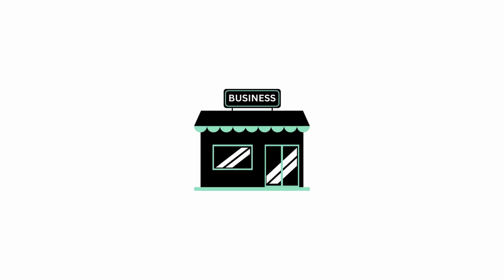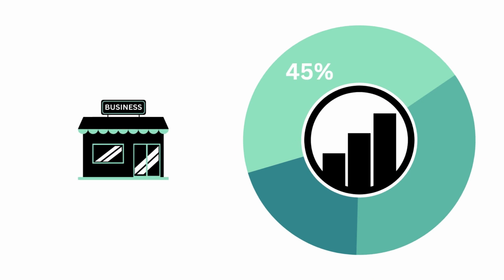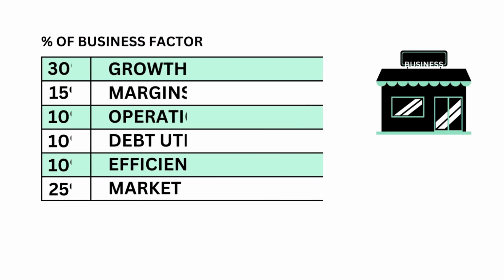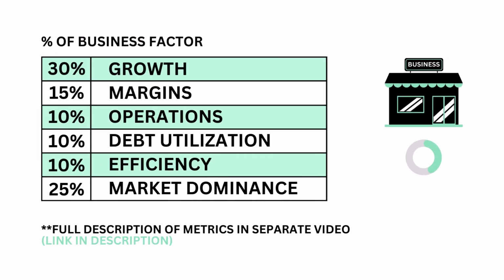First, let's look at the business. The business factor accounts for 45% of the analysis. The business asks the question, is the company a good business to own? There are 6 metrics that make up the business factor, from growth and efficiency to market dominance. Each are weighted based on importance to the business.